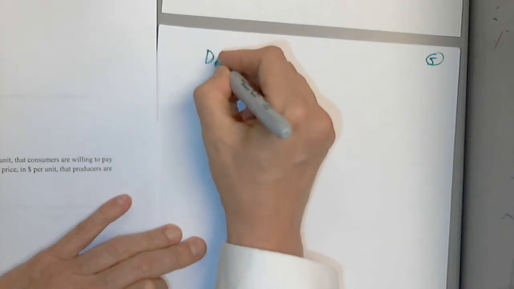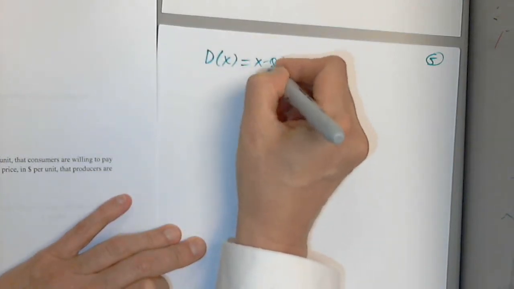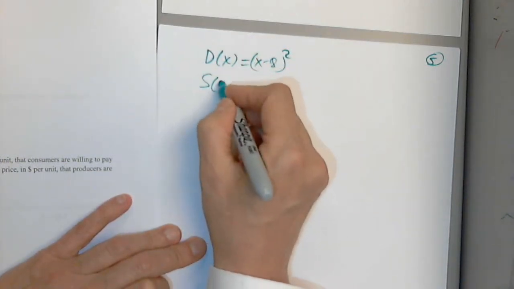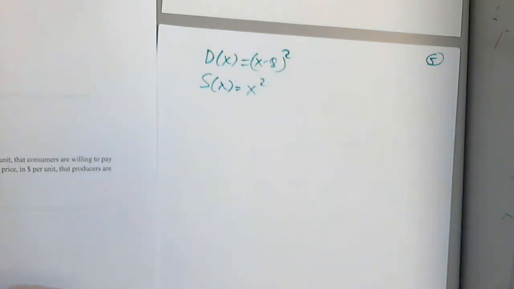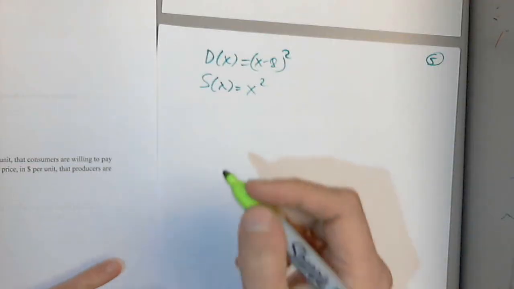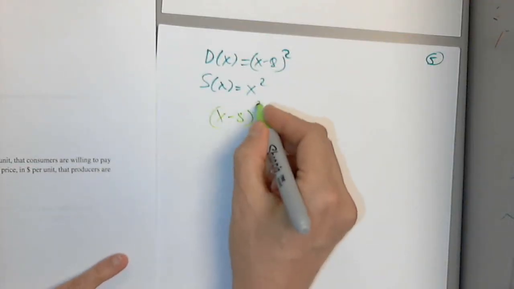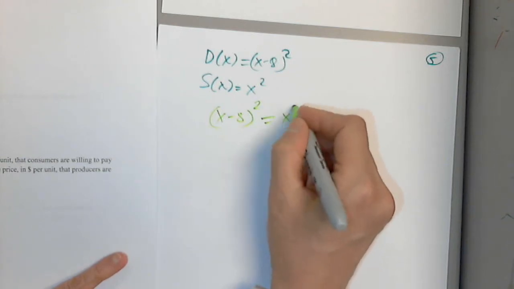Okay, let's do it. So we're given a demand function of x minus 8 squared, and we are given a supply function, which is x squared. Very good. So we are asked, first of all, to find the equilibrium point. How do I find the equilibrium point? Very good. So x minus 8 squared equals x squared.